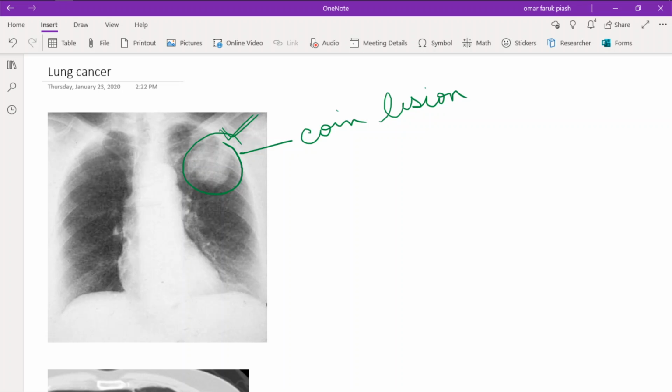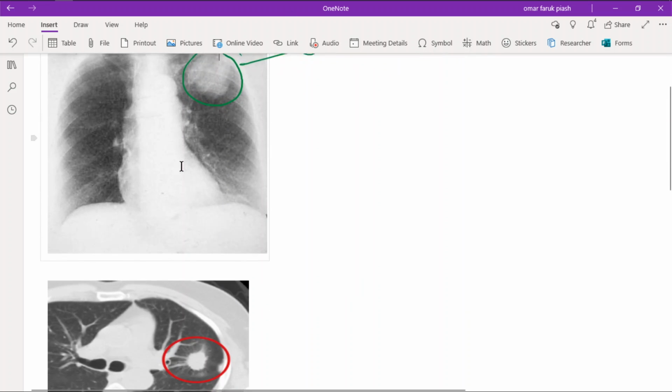If you find a case who may or may not be a smoker, an aged person, who has this kind of cough, hemoptysis, chest pain, and if you do a chest X-ray and see this kind of lesion, this pneumonic coin lesion, you can guess that this person might have lung cancer. Chest X-ray is not confirmatory. For confirmation, you should do this.